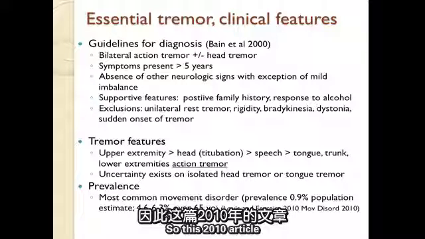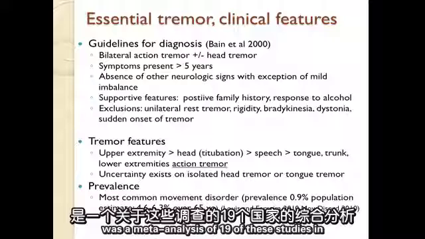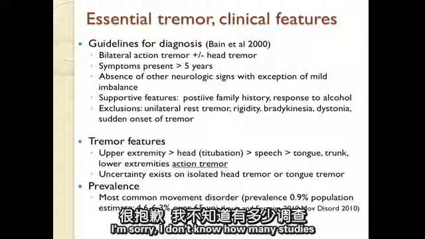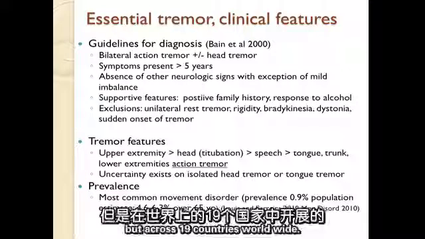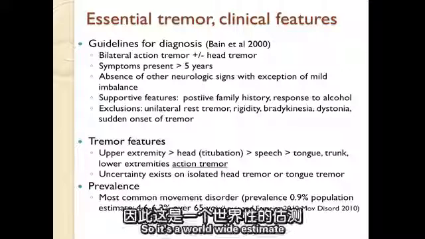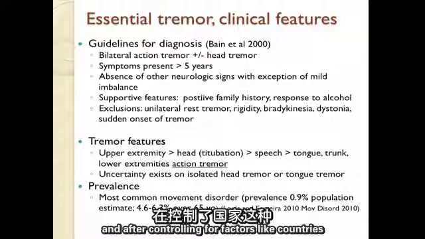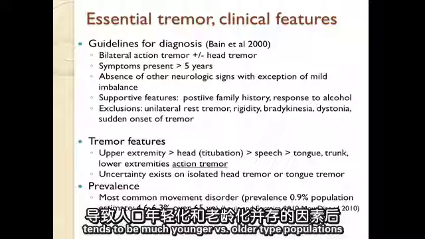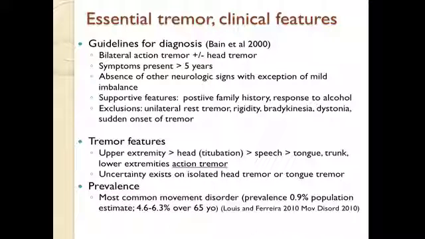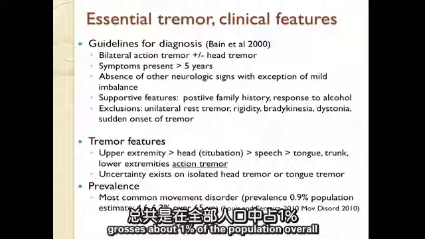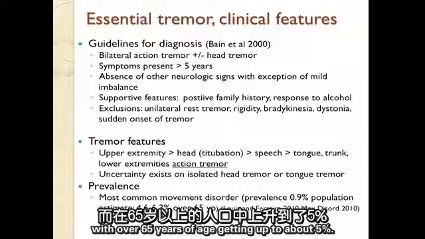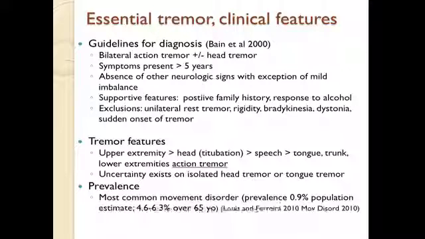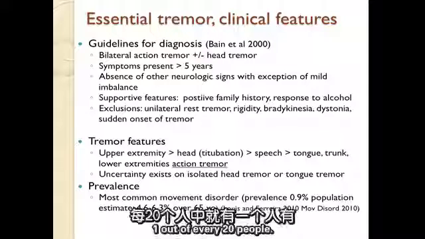So this 2010 article was a meta-analysis of 19 of these studies across 19 countries worldwide. So it's a worldwide estimate, and after controlling for factors like countries where there's a lot of war, so the population tends to be much younger versus older populations, there's some issues here. The prevalence is about 1% of the population overall, with over 65 years of age getting up to about 5%. So this is actually very prevalent, 1 out of every 20 people.